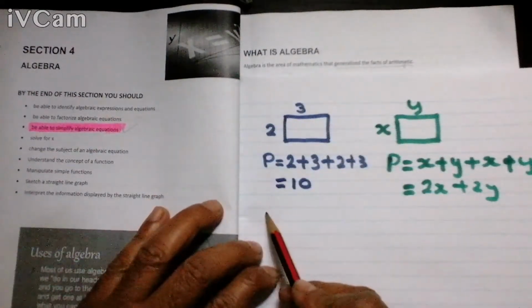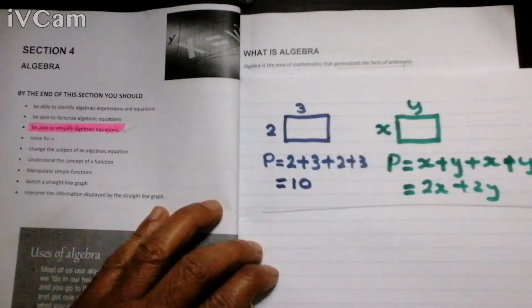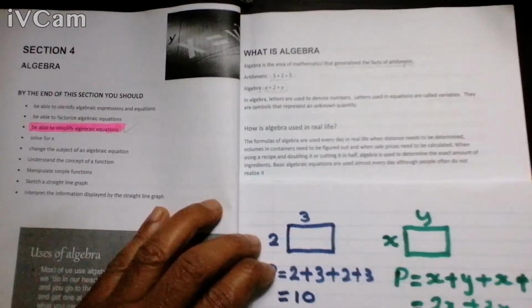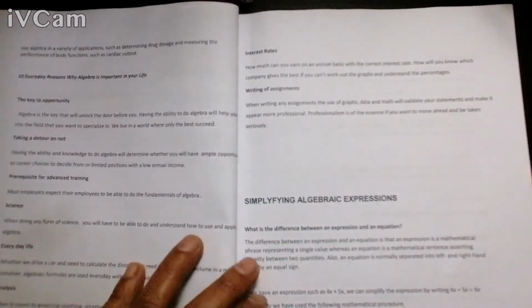So that was a way of explaining what algebra is about and how the idea of generalization comes in. Going further down your notes, page 73, I suggest you read that, which has to do with how algebra is used in real life. Page 74 is for your reading as well. Page 75, please read over that.